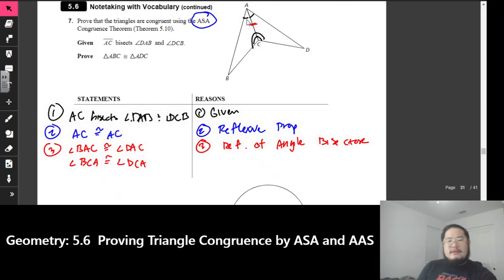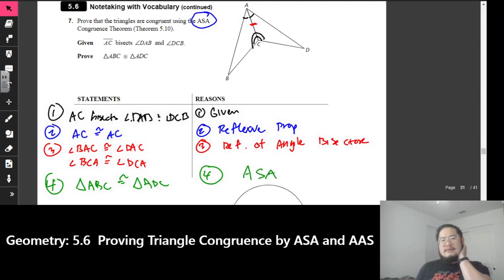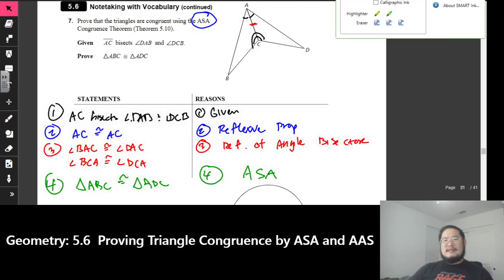So we put everything together. I've got angle, once again, included side, and an angle. And I can go ahead and finish this and state that triangle ABC is congruent to triangle ADC. And why? Because we have angle, side, angle as our reason. I love it when a plan comes together. All right, let's go next up.